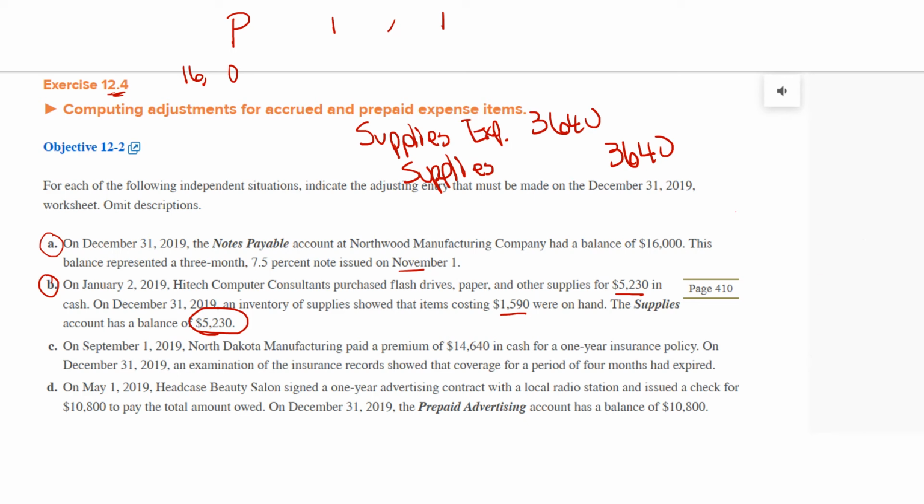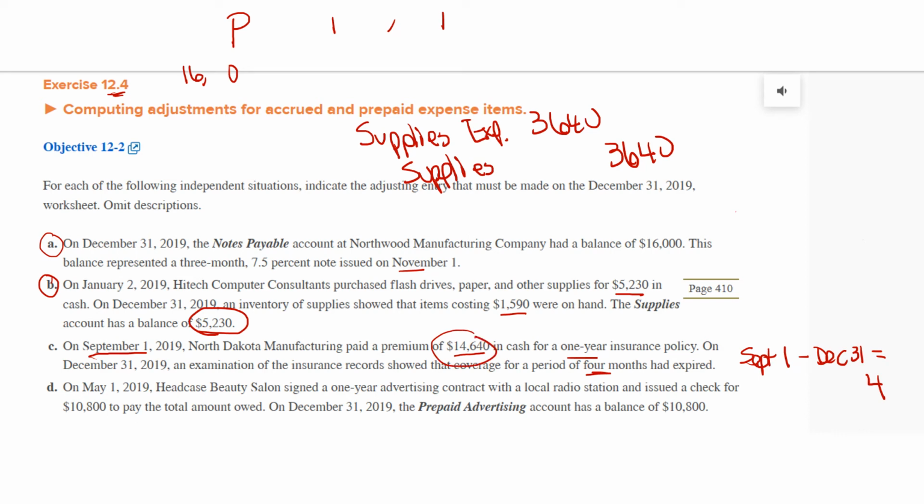All right, let's take a look at letter C. Now, letter C is going to be another prepay. Again, notice the time period. This one starts on September 1st. It says they paid a premium of $14,640 in cash for a one-year policy. On December 31st, they showed that the coverage for the period of 4 months has expired. So September 1st through December 31st is your 4 months. We're going to make an adjustment to this prepaid insurance.